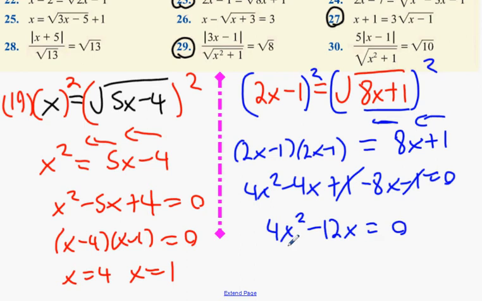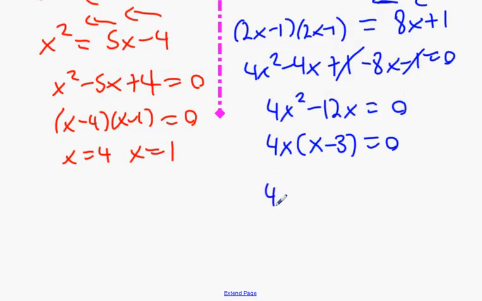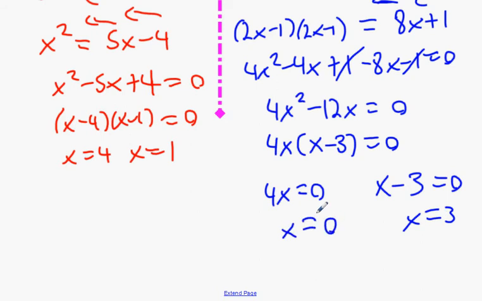What can I take out of the two of these? And what's left over? 0. What are my two answers? Okay, so x equals 3, x equals 0. Everybody alright with that? Cool. Okay.